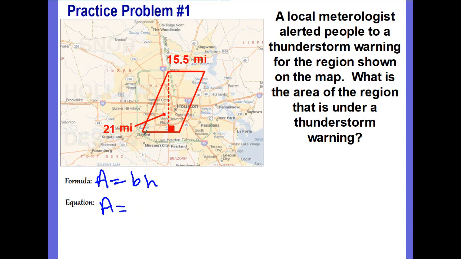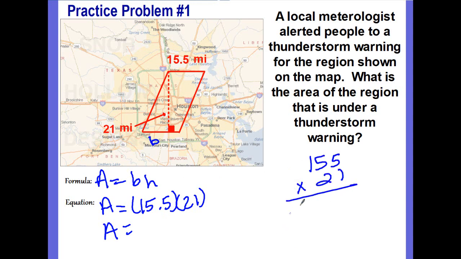The base is the bottom, and remember in a parallelogram the opposite sides are congruent, they're equal. So even though it doesn't give us the measurement down here, it does on the top. So it's 15.5 times the height, which is not a slanted side but the line perpendicular to the base, which is 21. Now to solve for the area, all we have to do is multiply. We have a decimal, so I'm going to take out the decimal point and multiply as if they were whole numbers: 155 times 21.